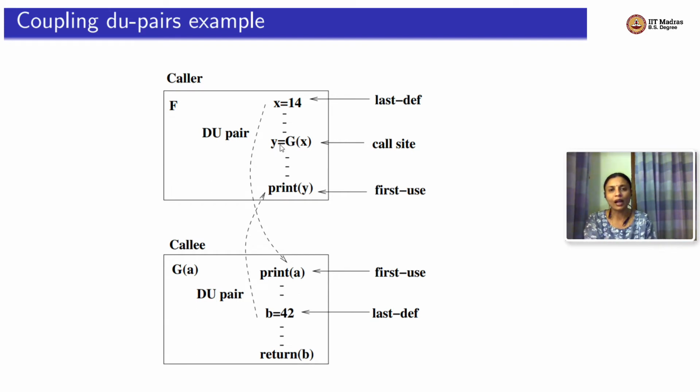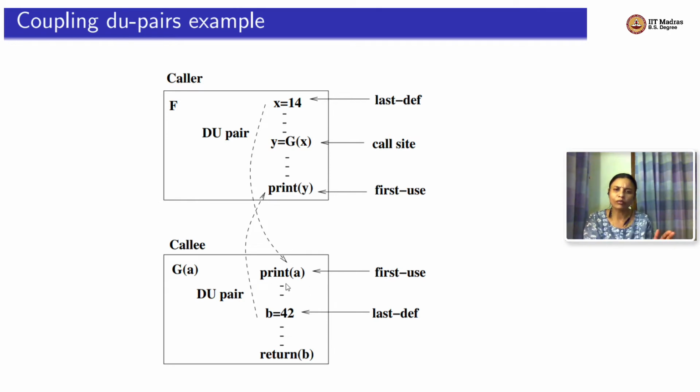The last definition of x was the definition that was there before the call site. Assume that these statements, which I haven't elaborated on, don't redefine x. So this was the last definition of x, which assigned x to 14. At the call site, a method G is called with x as a parameter. X is coupled with A. Control gets transferred to G. One of the first things that G does is to print A. So this is the first use of A.